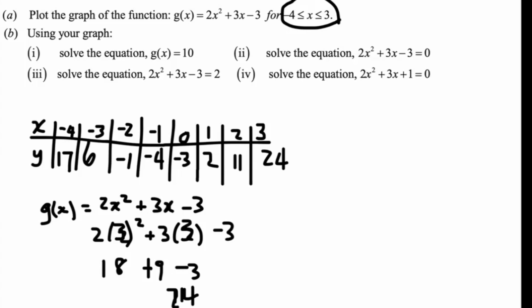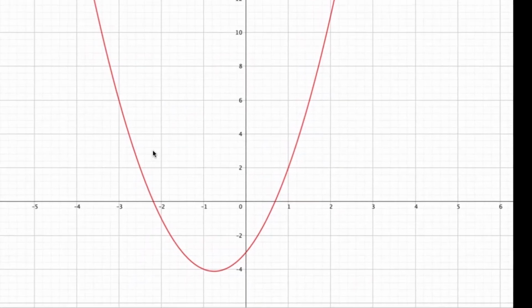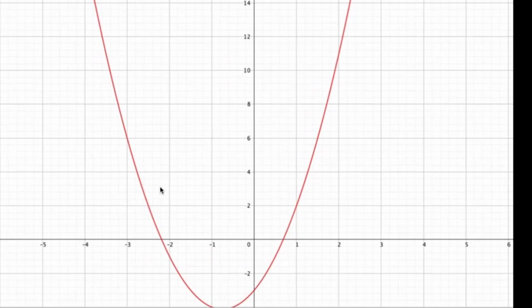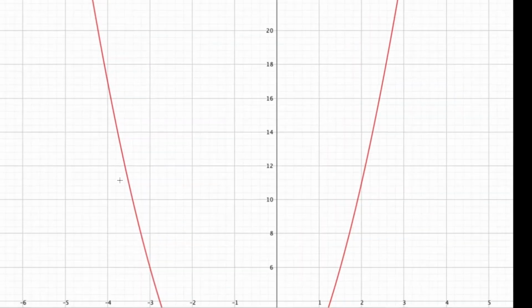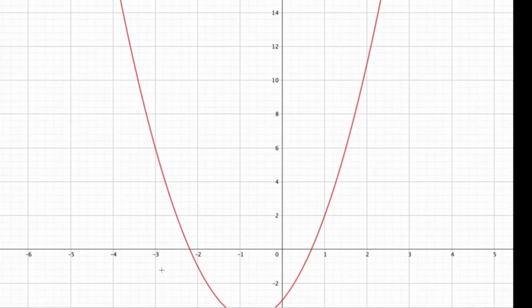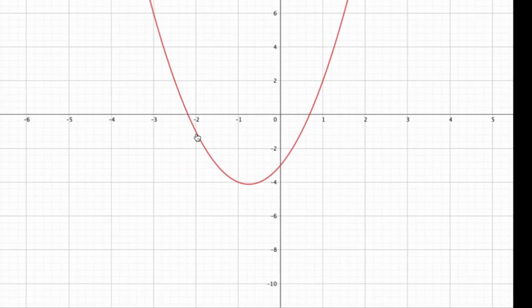So let me go ahead and go into the graph. Because x squared is positive, this is how the graph would look. It'll be a minimum curve. So remember we did x equal negative 4. So you'd have 17 here. When x is negative 3, you would have 6 here. When x is negative 2, you would have negative 1 here. When x is negative 1, you would have negative 4.